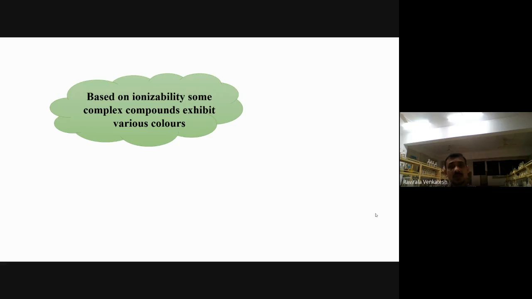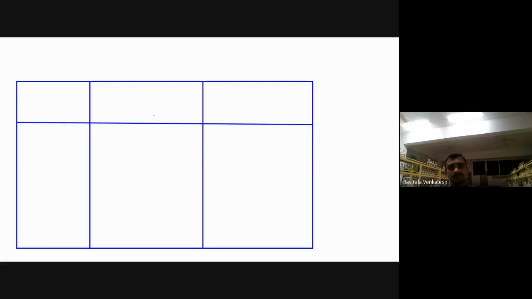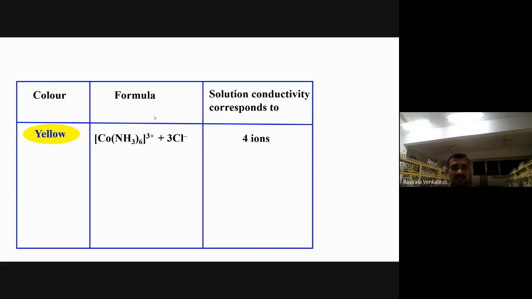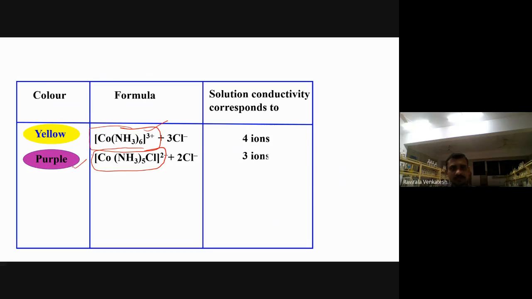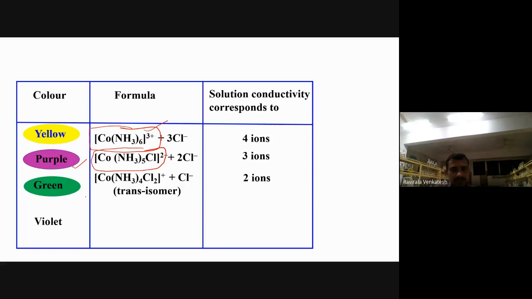So based upon ionizability, some complex compounds exhibit some colors also. Okay, because of their ionization. Let me see the colors also now. If I take this one, this will show yellow color. If I take this one chlorine inside, this will show purple color. Next. If I take this one, this will show the green color. If I take this one, this will show the violet color.